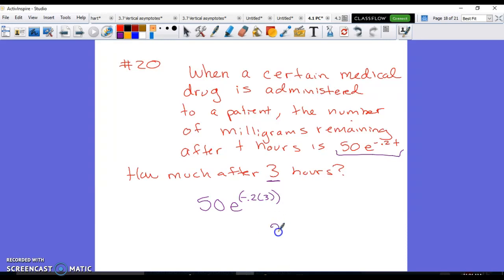And when I type all of that in, I get approximately 27.44. And that's milligrams, how many milligrams are remaining. What would the initial amount have been after 0 hours? Well, if you plug 0 in here, you're just going to get e to the 0, and that's 1. So the initial amount is 50. So that's how much the patient took. And so after 3 hours, this drug is almost halfway out of their system.